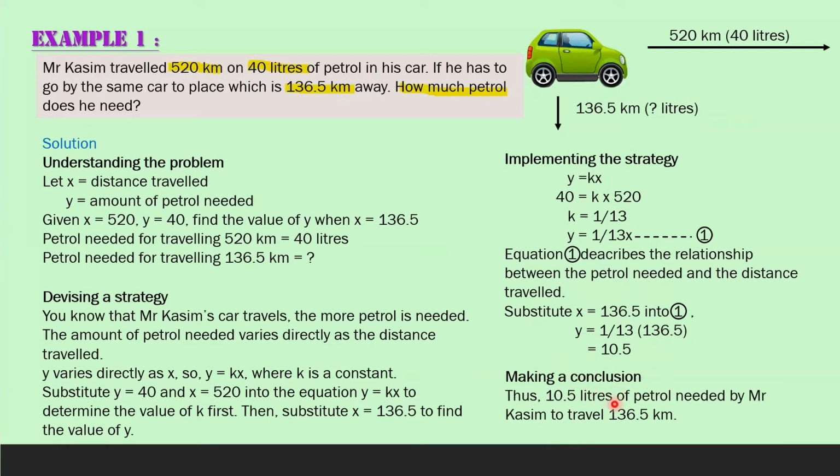Making a conclusion. Thus, 10.5 liters of petrol are needed by Mr. Kasim to travel 136.5 kilometers.